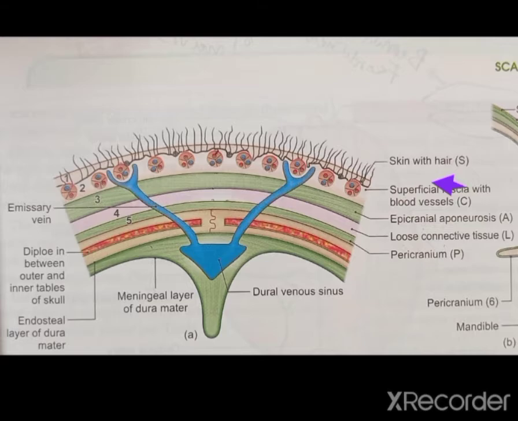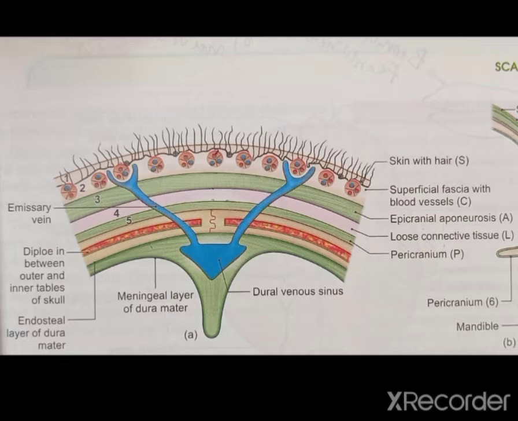The skin is thick and hairy. It is adherent to the epicranial aponeurosis through the dense superficial fascia, as in the palms and soles. It has a greater number of sweat glands and sebaceous glands, as you can see here. It contains hair and is very thick, dense and hairy in nature.